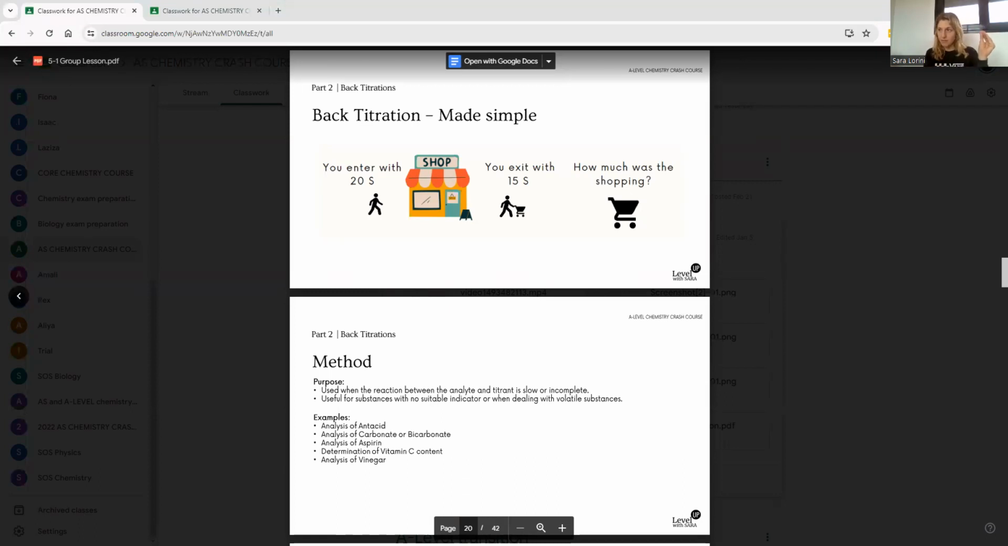You have one reaction, you end up with another reaction in order to find something in the middle. That's why it's back. We kind of go back. I want you to keep this in mind as we look at more examples.